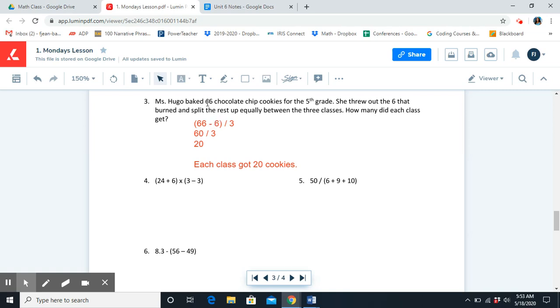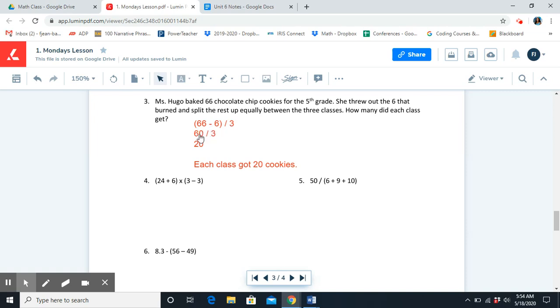Because Miss Hugo started with a total of 66 chocolate chip cookies, and she threw out 6 of them. So we have to subtract 6 from the total amount of cookies. Then we have to split up the rest equally between the 3 classes. So we're then going to divide the cookies up by 3.